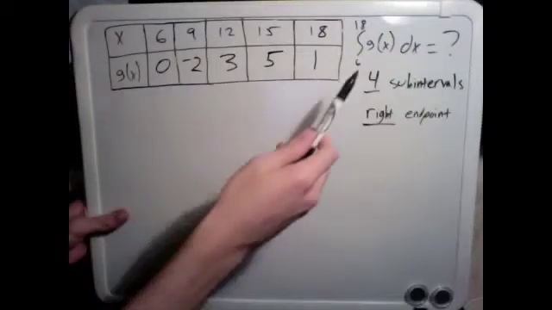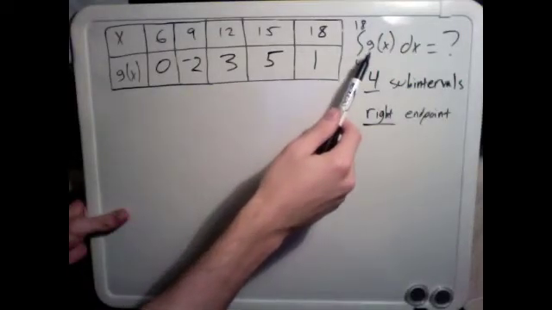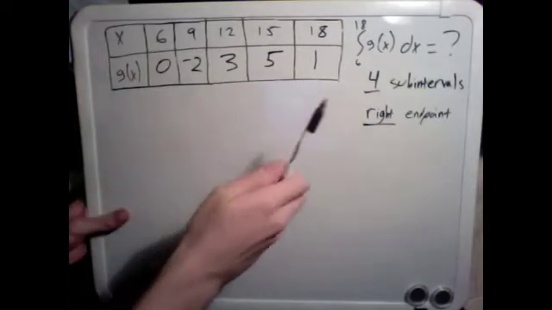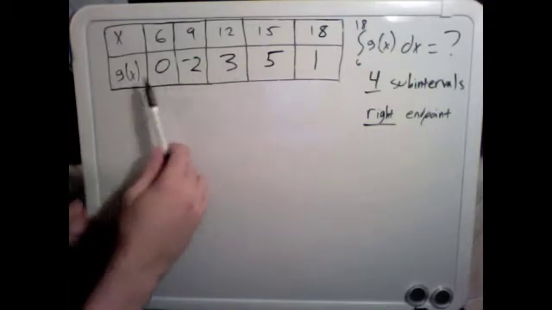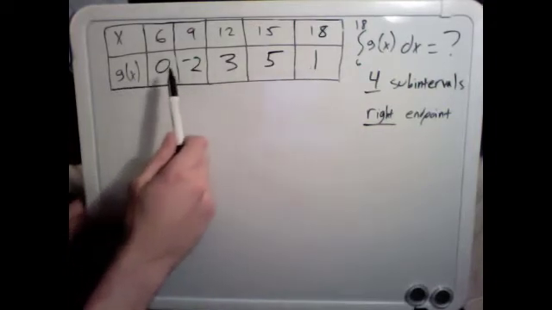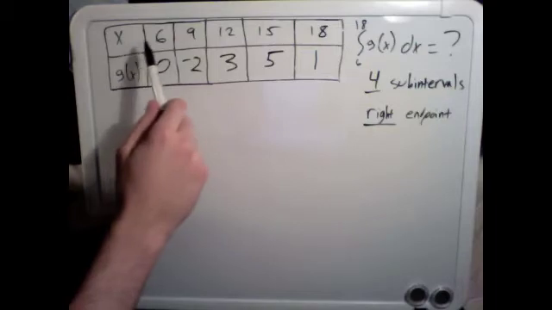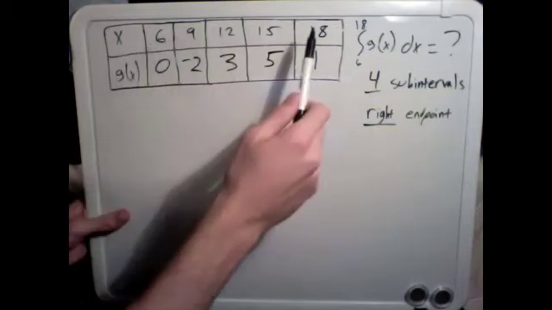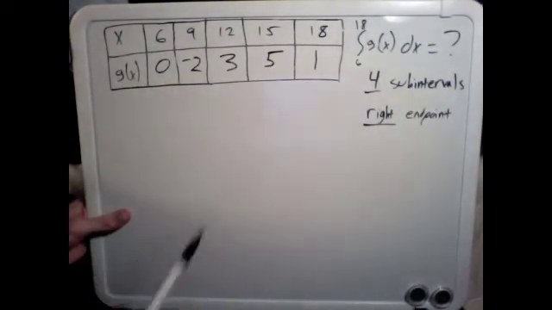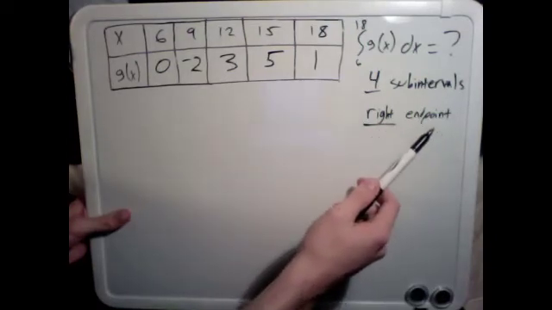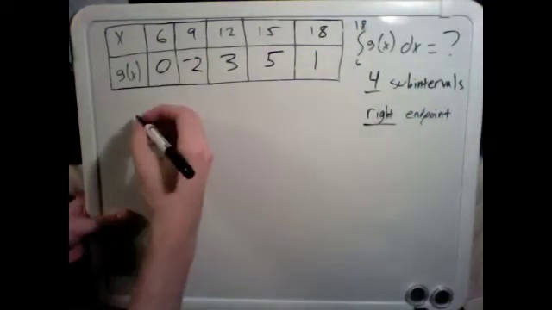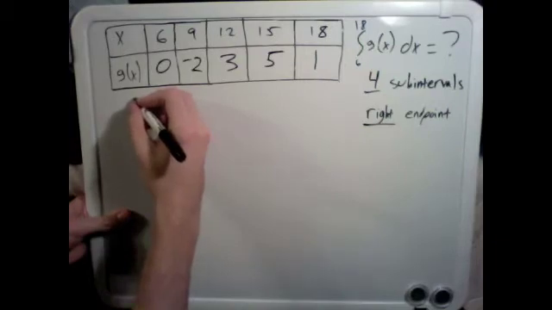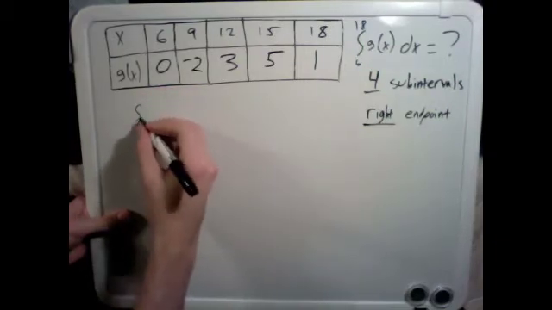Alright, so we have this integral of g of x dx from 6 to 18, and we have a table of g of x values for certain x values between 6 and 18. And we're told that we need to make a right endpoint Riemann sum approximation with 4 equal subintervals. So the first thing we're going to do is write down the equations we're going to use.